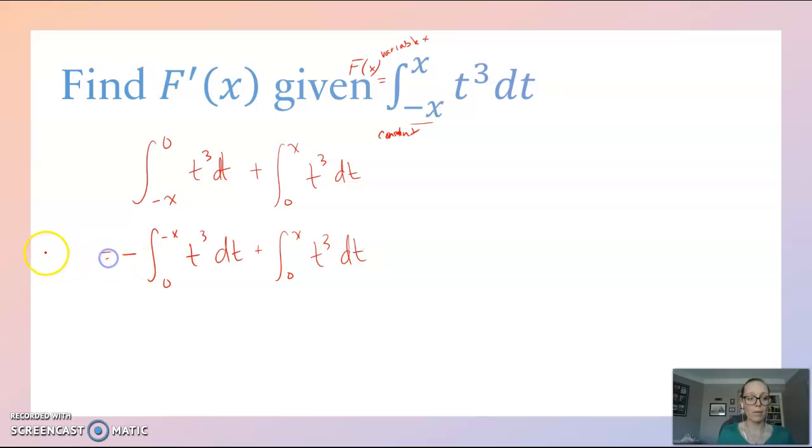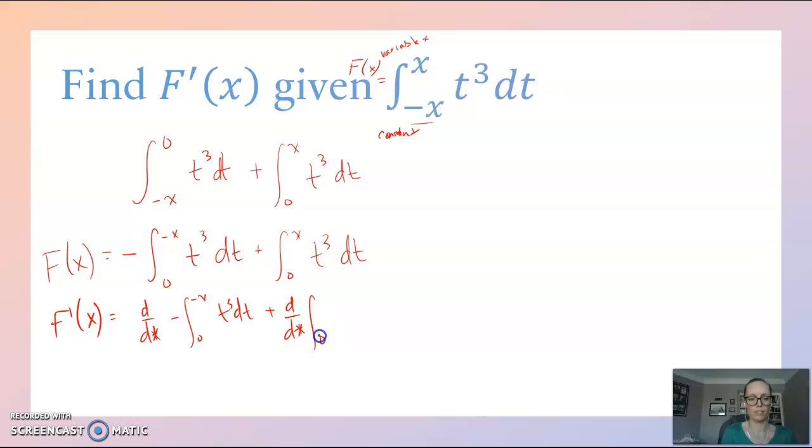And now my function, I have not changed anything about my function. I've simply split it up so that I have a constant and a variable for the bounds of my integrals. And now I can derive each of these to find the derivative of this function. So I'm going to derive, oops, that should be an x. I'm going to derive the negative integral from 0 to negative x. And then I'm going to derive the integral from 0 to x.